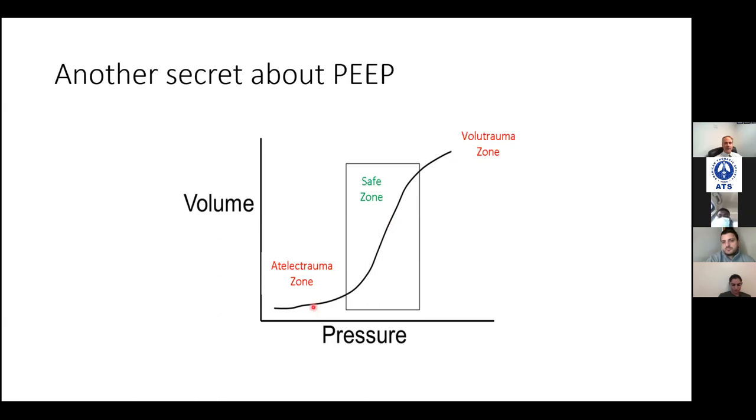And so when we give somebody PEEP, what we're trying to do is inflate these atelectatic segments so that they come up here into the steep part of the curve. You with me? Everybody good with that? Okay. Yeah. Let's keep going here.